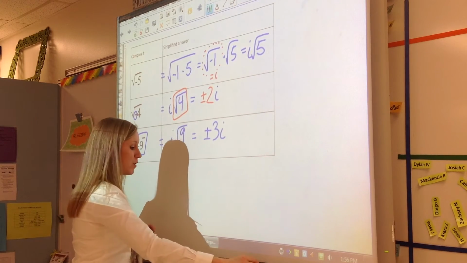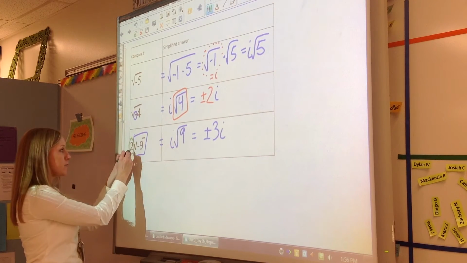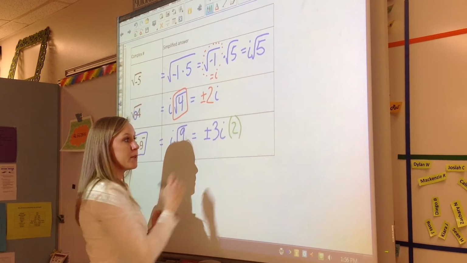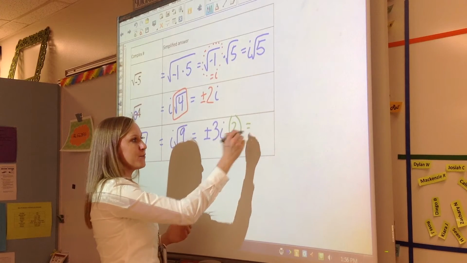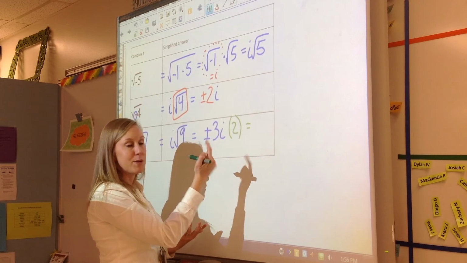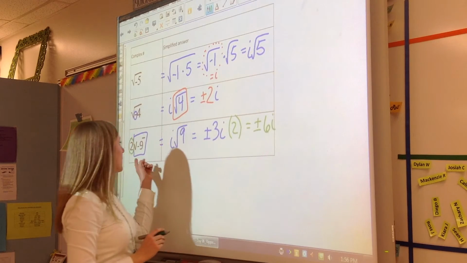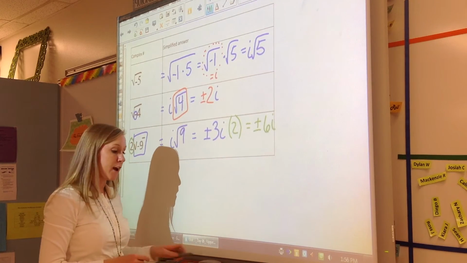But now, don't forget, we have this +2 that's being multiplied to this. So I need to go ahead and multiply that by +2. And really all you're doing is multiplying the 3 and the 2. So that's plus or minus 6i. And that's how we simplify 2 square root of -9.